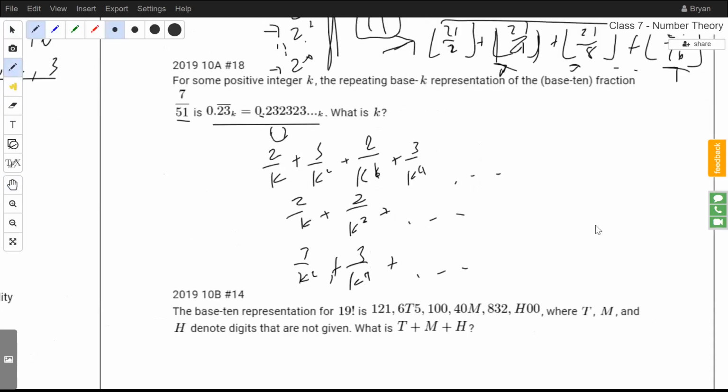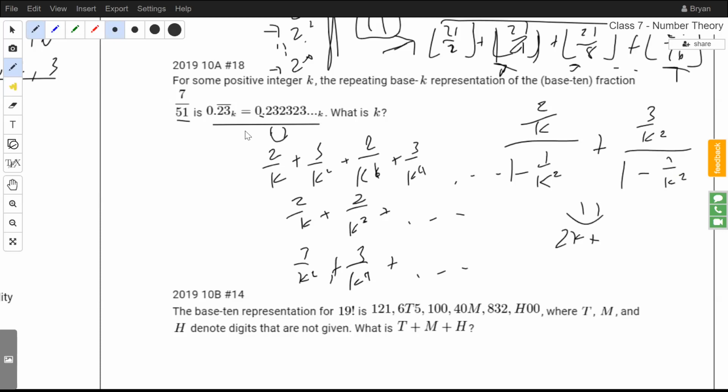Basically, there are a few ways you can do this. If you were here last class or two classes ago, I'm not sure, you can just write this as the first term over 1 minus the common ratio. So it's just 2 over k over 1 minus 1 over k squared, plus the other series. If we simplify this, it's just 2k plus 3 all over k squared minus 1. I'm skipping a few steps, but this simplifies down to here. And we can set that equal to 7 over 51.